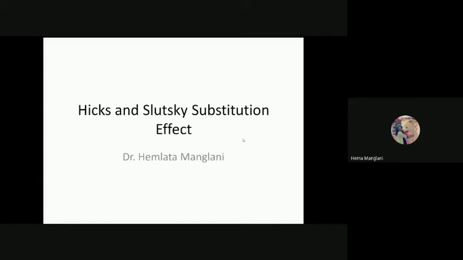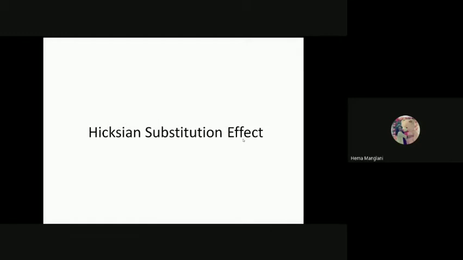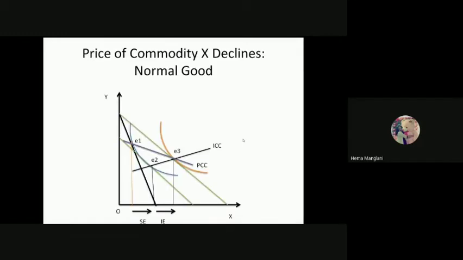So we would proceed with the Hicksian. First of all, we'll be taking the case where the price of commodity X declines for normal goods.